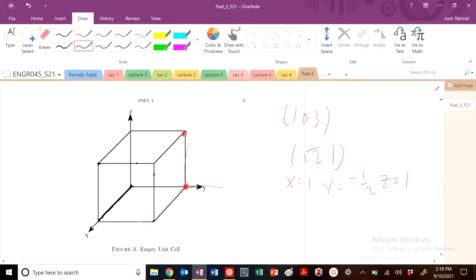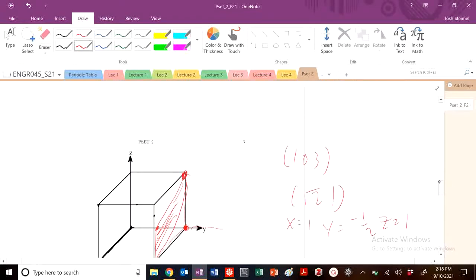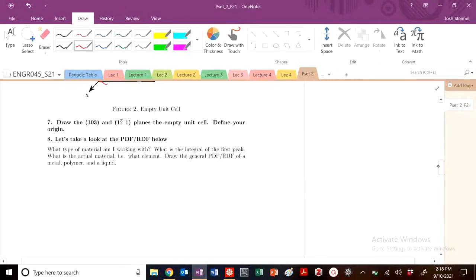So z of 1, my x of 1, my y of minus a half. I'm going to draw here, and it's going to go back up. There it is. So that's my new origin. There's my planes. Fantastic.